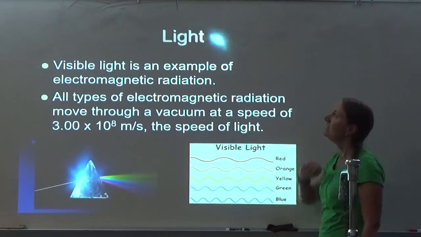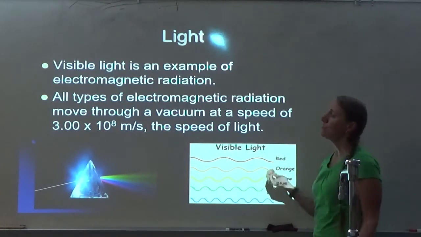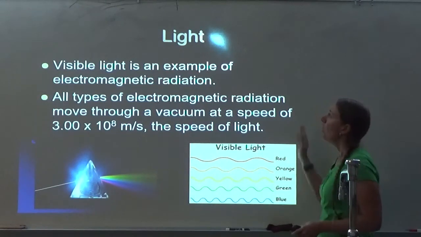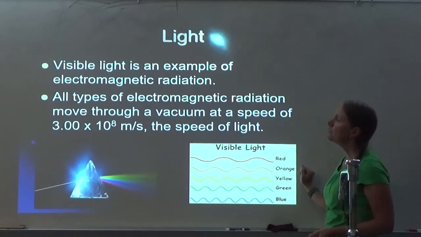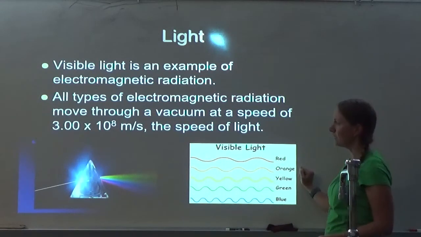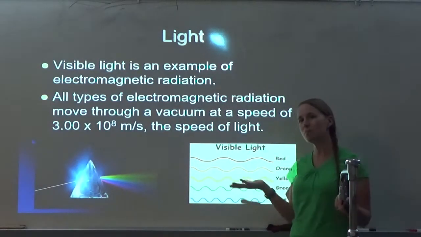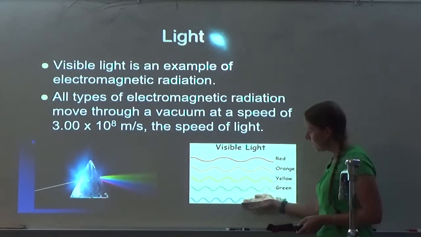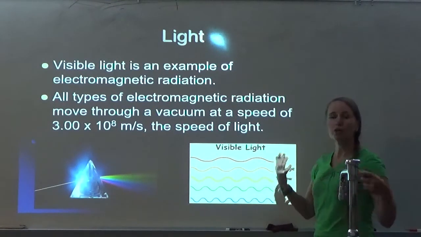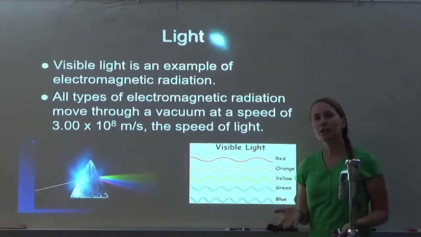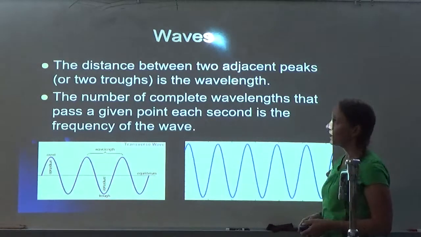So light. Visible light is an example of electromagnetic radiation. It's just one of many types. All types of electromagnetic radiation move through a vacuum at a speed of 3 times 10 to the 8 meters per second. We call that the speed of light. It's represented as c in a formula. Our visible light, of course, is broken up into all the colors of the rainbow, but there are other forms of electromagnetic radiation besides just visible light.